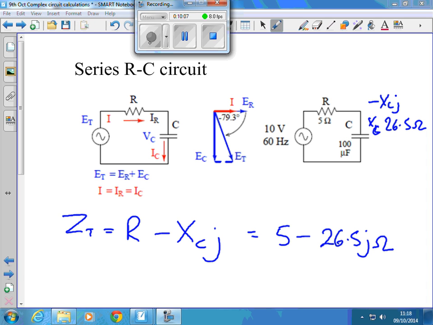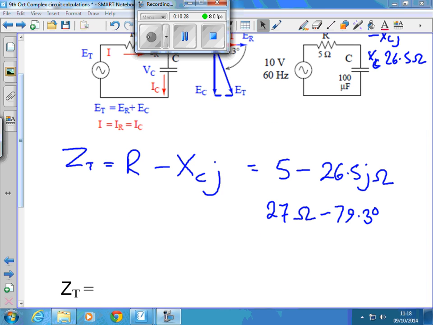27. What? That's ohms, isn't it? Minus 70. Alright. Now we know the total impedance.